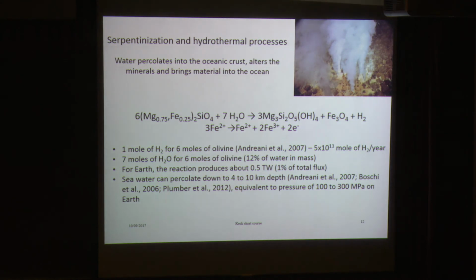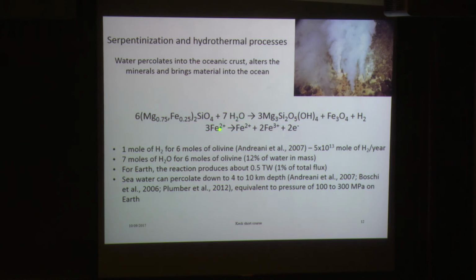Okay, so I think that's pretty much what I can do. If you take, so this comes from a paper by Andreani et al. 2007. She studies the terrestrial seafloor, and she takes this kind of expression for olivine. So you have 75% of magnesium and 25% of iron. And this case is nice because you produce 1 molecule of H2 for 7 molecules of H2O.